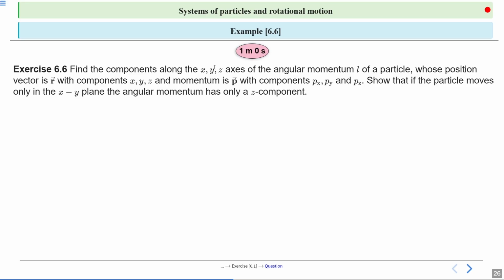Find the components along the x, y, z axis of the angular momentum L of a particle whose position vector is r with components x, y, z and momentum is p vector with components px, py and pz. So that if the particle moves only in xy plane, the angular momentum has only a z component. So here you have to prove that if the particle moves only in xy plane, then angular momentum has only z component. So please solve this question. You have some time.